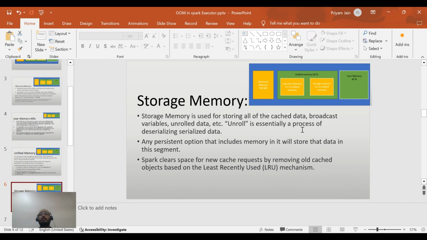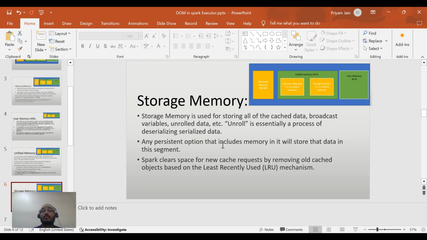Unroll is essentially a process of deserializing serialized data. For example, in the disk we are storing data in the serialized way, I guess. I'm a little bit confused, but you can check. But when you are storing in the cache form, then it is in the deserialized manner. So if we cache some data in memory, it will take more space than on the disk, right? So this is one thing.